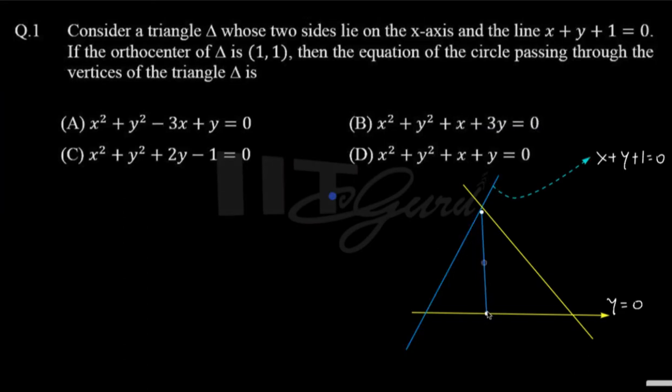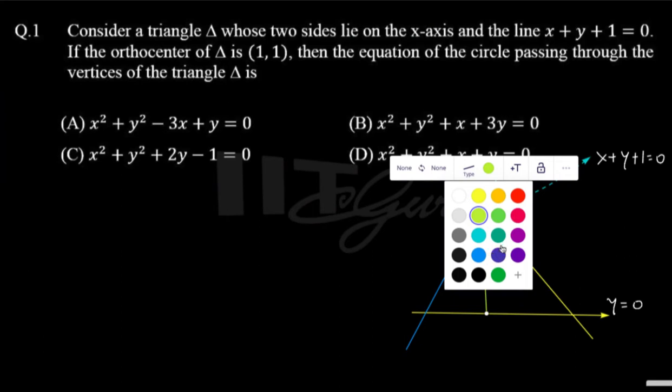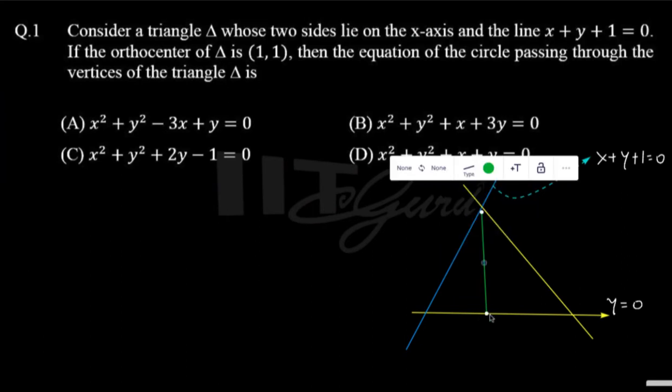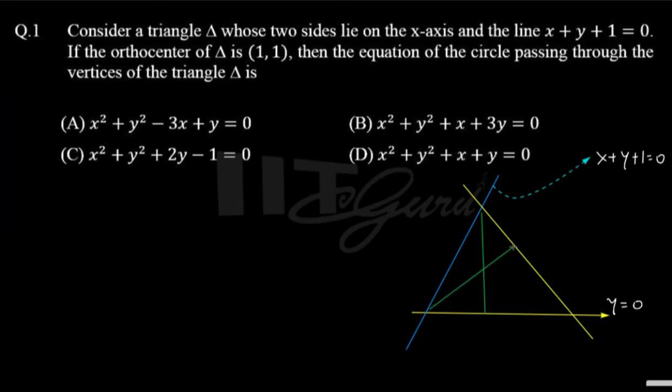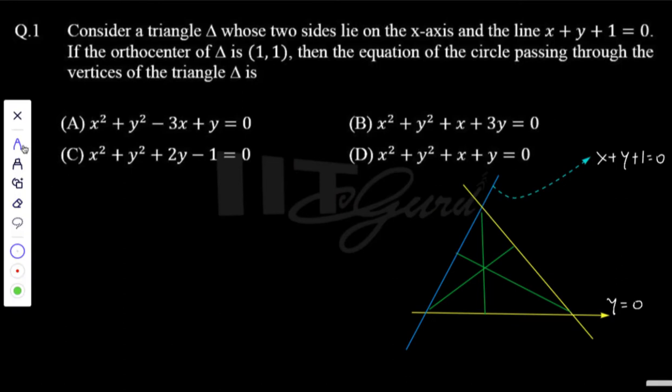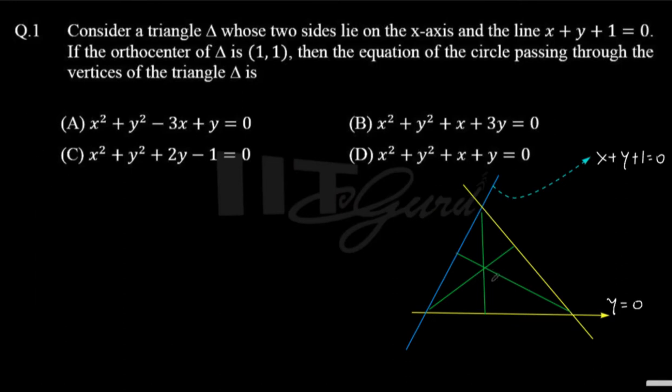Go ahead and make the perpendicular from the vertices. Let me draw the perpendicular from the vertices over here. This is one of the perpendiculars, another perpendicular is this one, and this is the other perpendicular. So this is the point which is the orthocenter. Orthocenter we usually assign with H, and this H is (1, 1), given in the question.